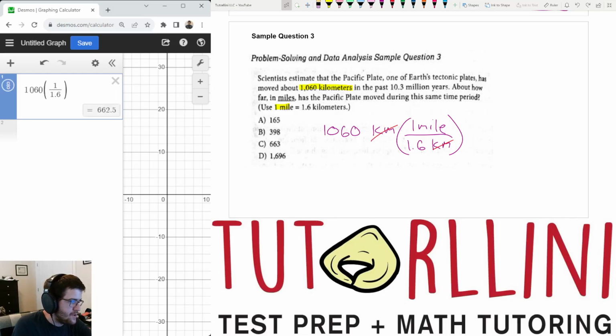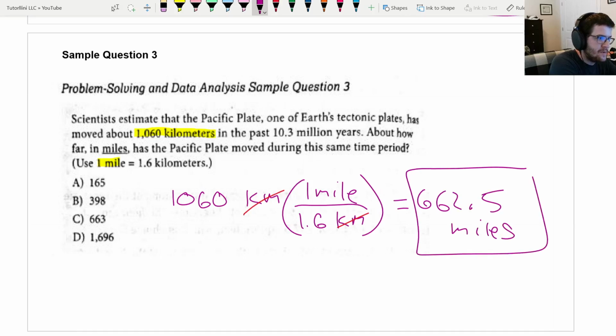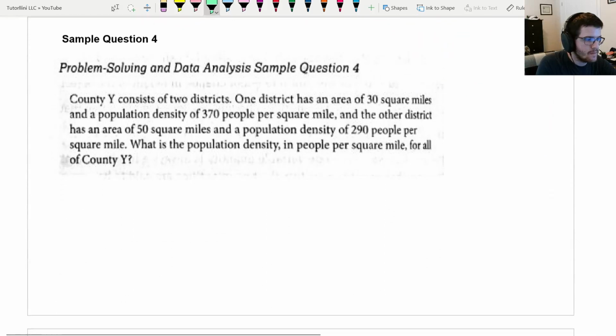Okay, so I'm getting 662.5. So let's write that down, 662.5 miles. And that seems to be approximately answer choice C, which is correct.